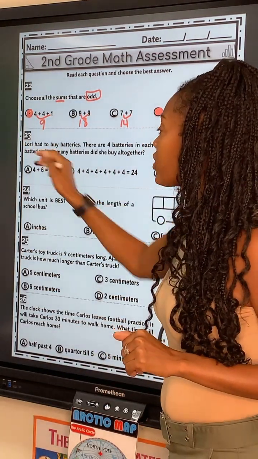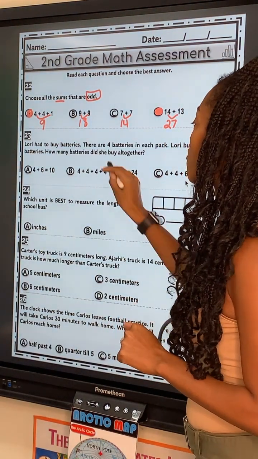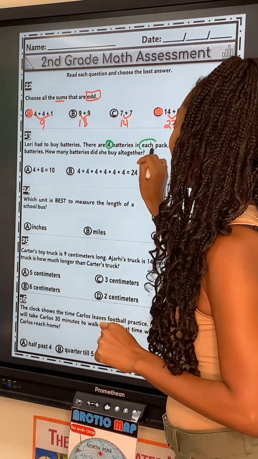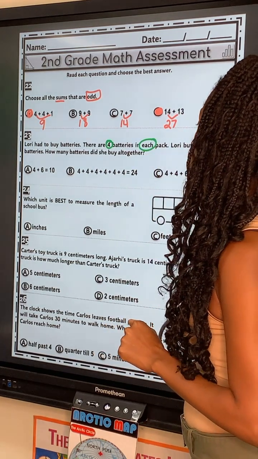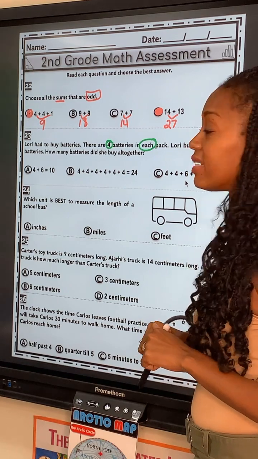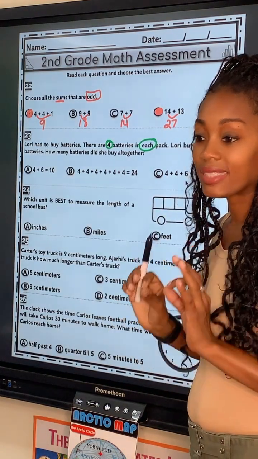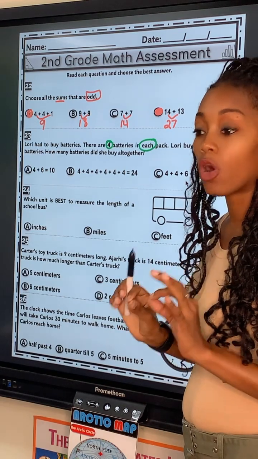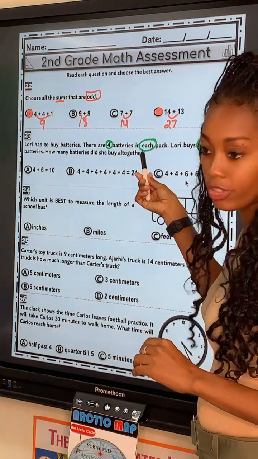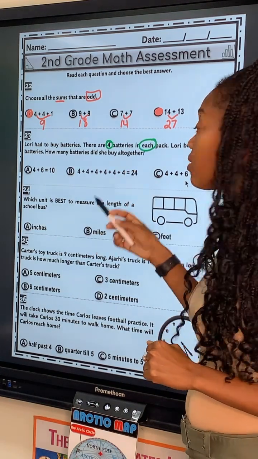Looking at number 23, it says Lori had to buy batteries. There are 4 batteries in each pack. Lori buys 6 packs of batteries. How many batteries did she buy altogether? This is an array type problem, and I know that because it says each. That clue word tells me I have to draw an array, right?